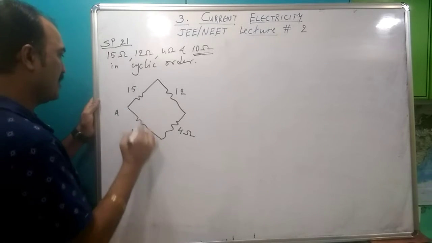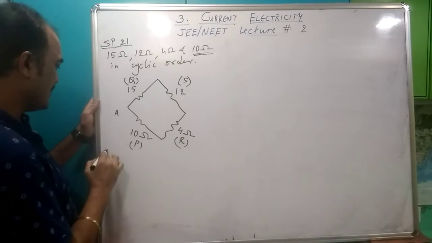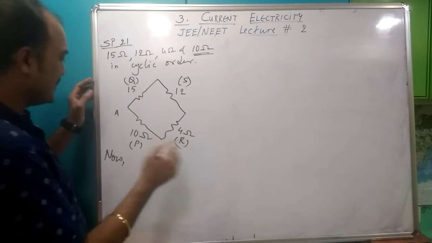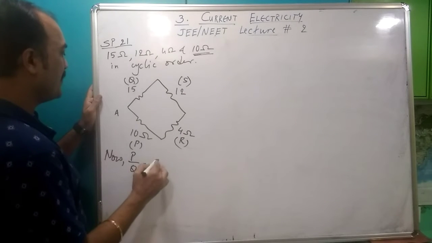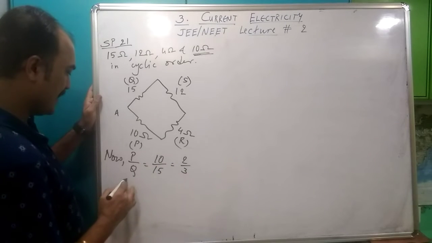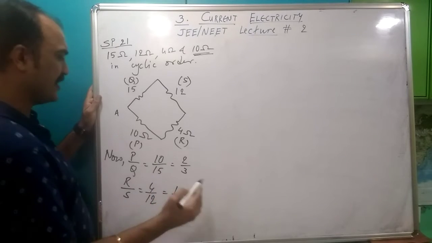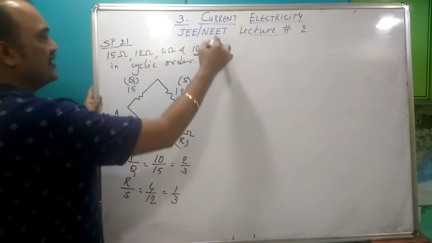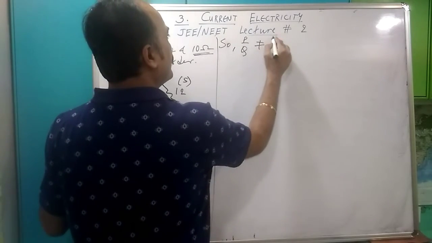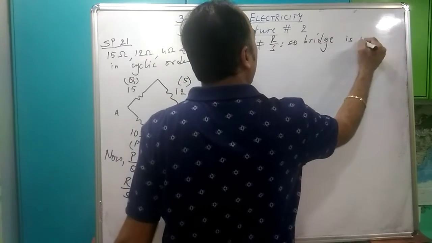Now they've asked you whether the bridge is balanced. Let's call this P. Let's call this Q. Let's call this R. Let's call this S. Now, bridge will be balanced if P by Q is R by S. Let's see what happens. P by Q is how much? 10 by 15. That's 2 by 3. And R by S. That's 4 by 12. That's 1 by 3. So P by Q is not equal to R by S. So bridge is not balanced.